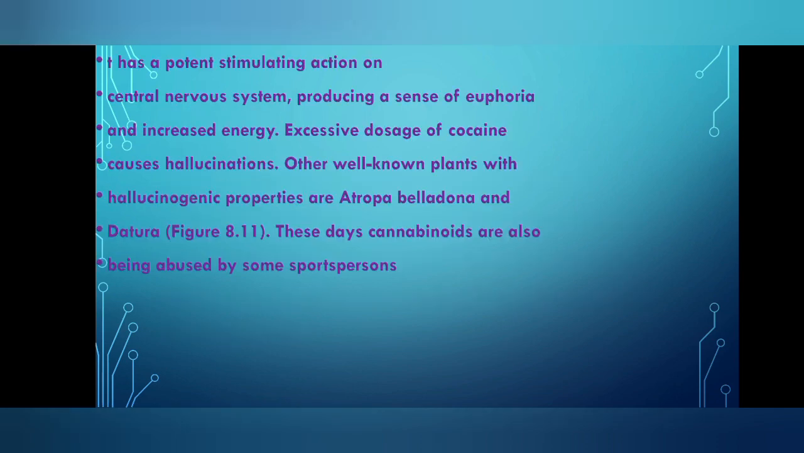It has a potent stimulating action on the central nervous system, producing a sense of euphoria and increased energy. Excessive dosage of cocaine causes hallucination. Other well-known plants with hallucinogenic properties are Atropa belladonna and datura. These days, cannabinoids are also being abused by some sportspersons.